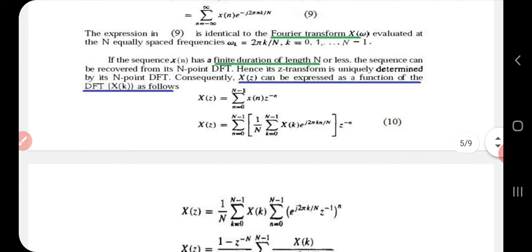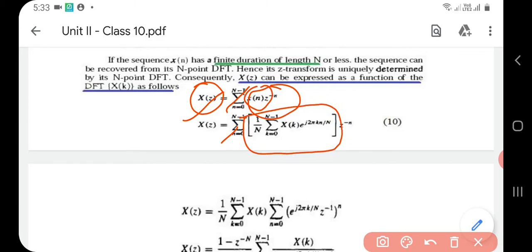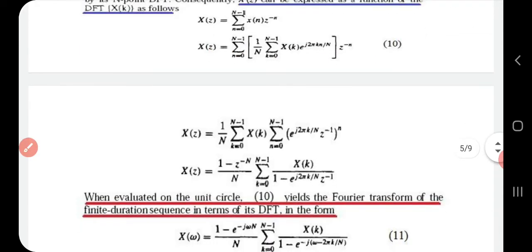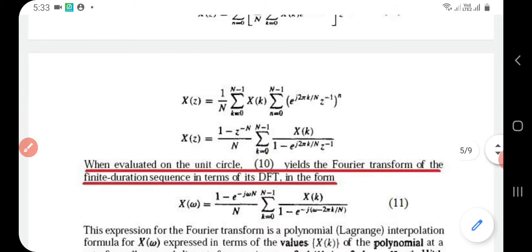Now we can express this X(z) as a function of the DFT X of k as this, that is X of z equal to summation over n equal to 0 to N minus 1 x of n z raised to minus n. So this is a DFT and this is the z transform. On simplification, this summation is kept as such. Instead of x of n we can write this particular equation, and z raised to minus n is kept as such, and in the next step we take the summation inside and 1 by N outside, and the final expression that we get will be this.